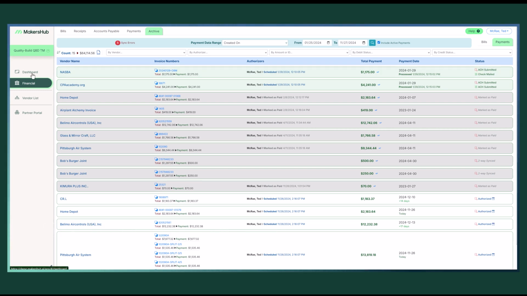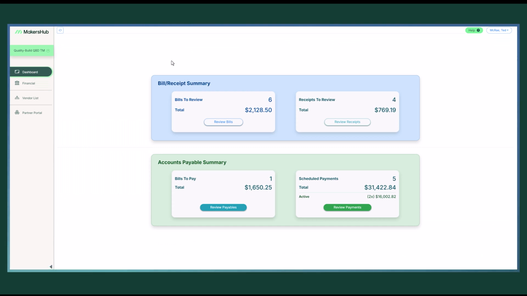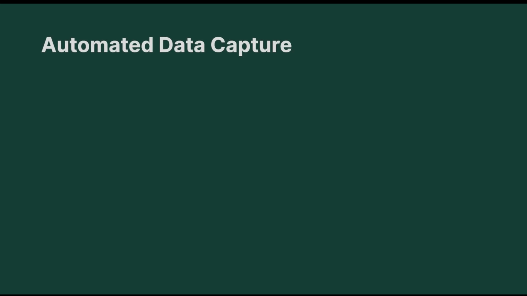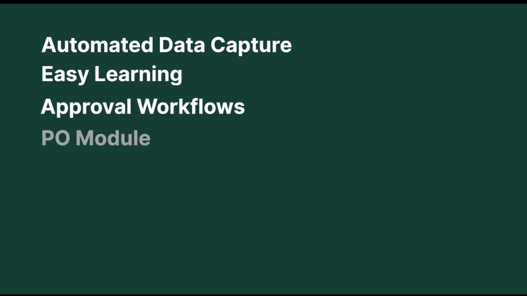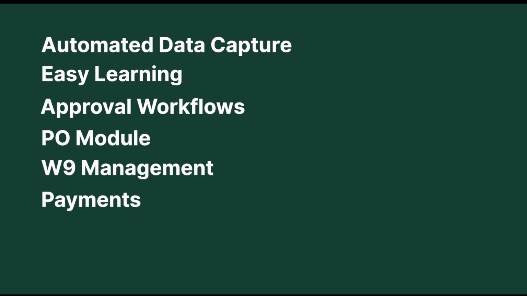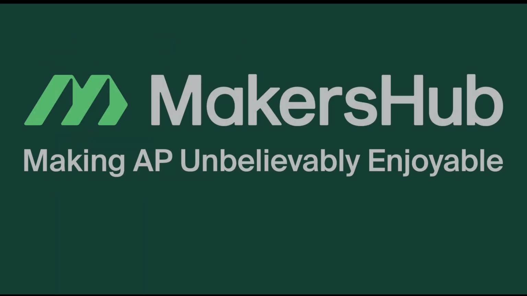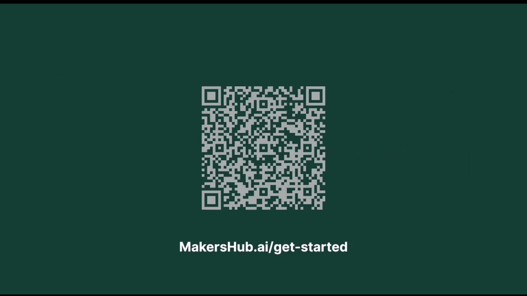So that's a brief tour of what MakersHub can do for your AP process. With automated data capture, easy learning tools, flexible approvals, PO matching, W-9 management, optimized payments, and seamless integration with QuickBooks, MakersHub is here to simplify your work and help you manage your AP with more control and confidence. MakersHub, making AP unbelievably enjoyable.